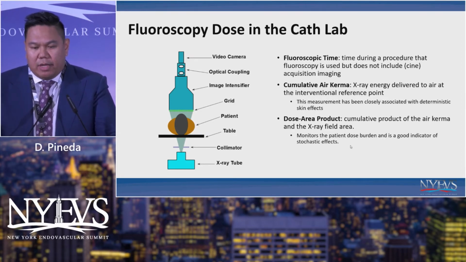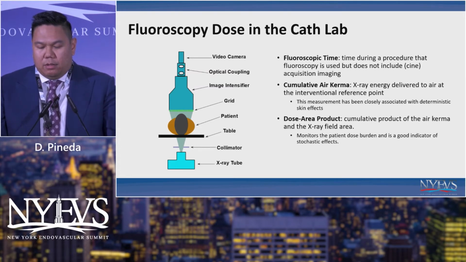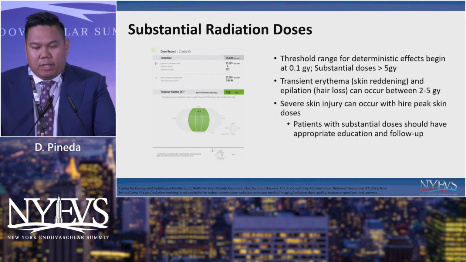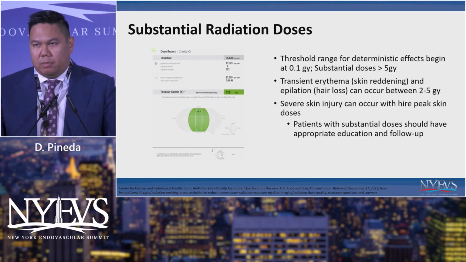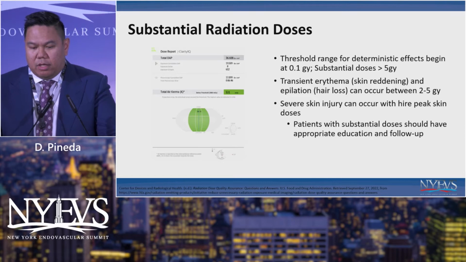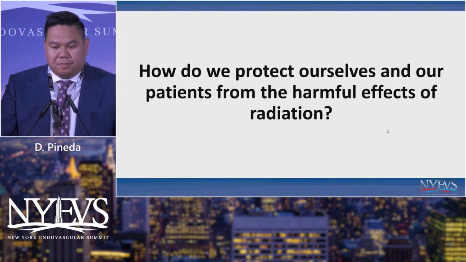How do we monitor that in the cath lab? We watch the fluoroscopy time, air kerma, and dose area product. We begin to get worried about substantial radiation doses in patients that get more than 5 gray, and at Mount Sinai we have a protocol where we educate patients who get more than 5 gray of radiation. And as we know, as the dose increases, the risk of severe skin injury increases.